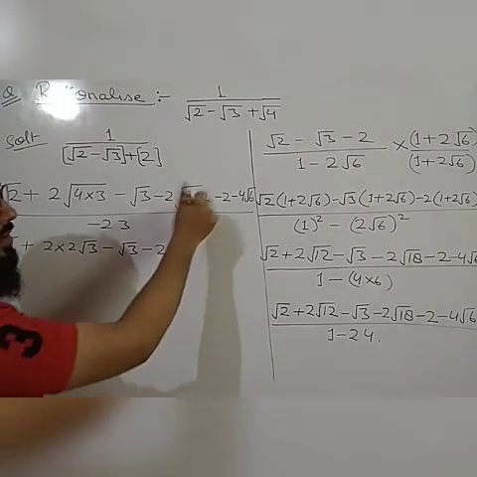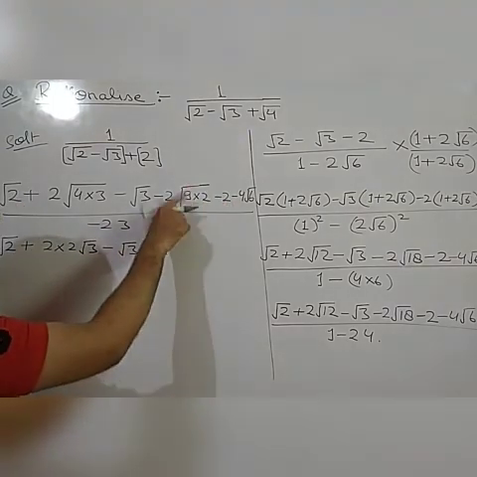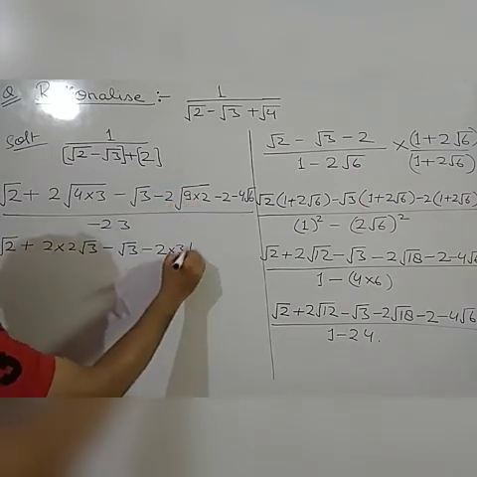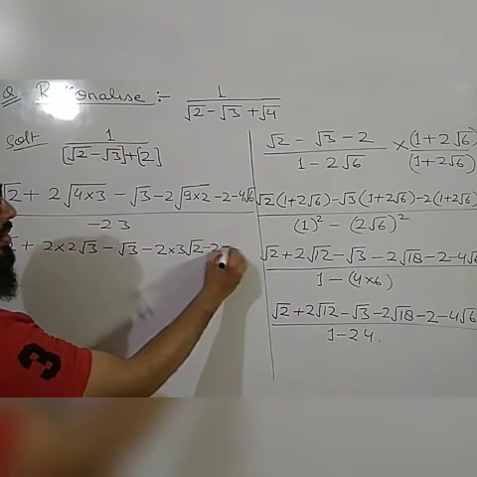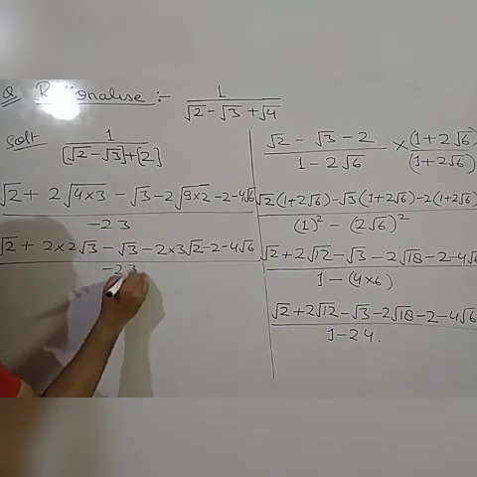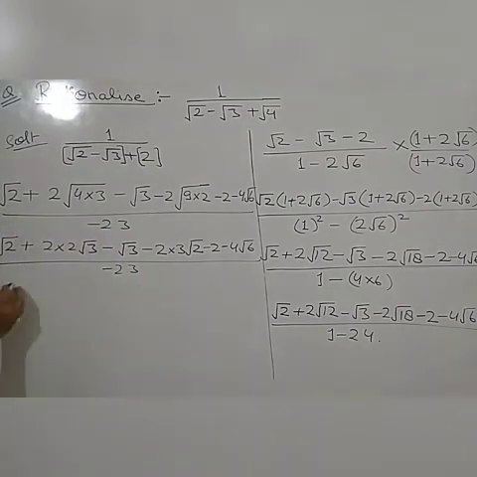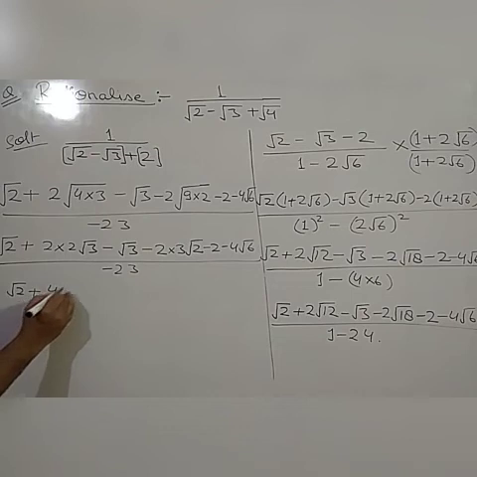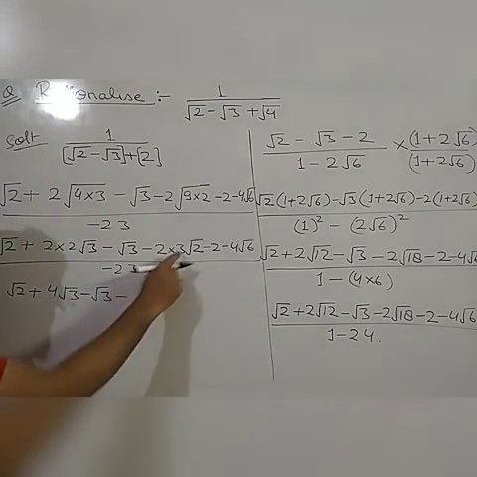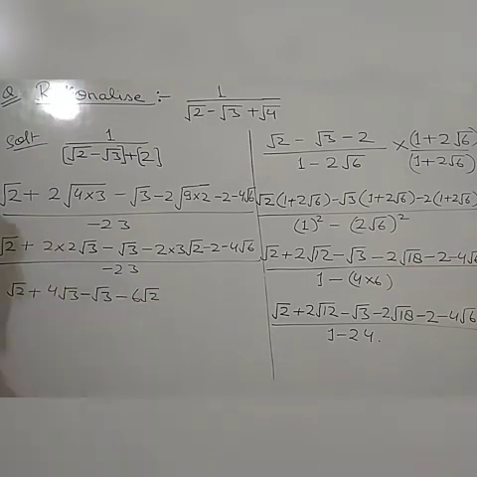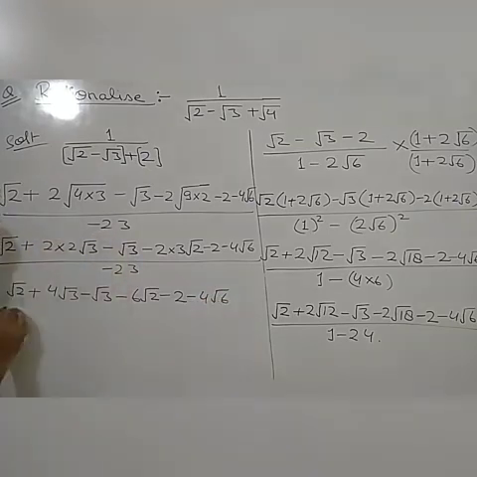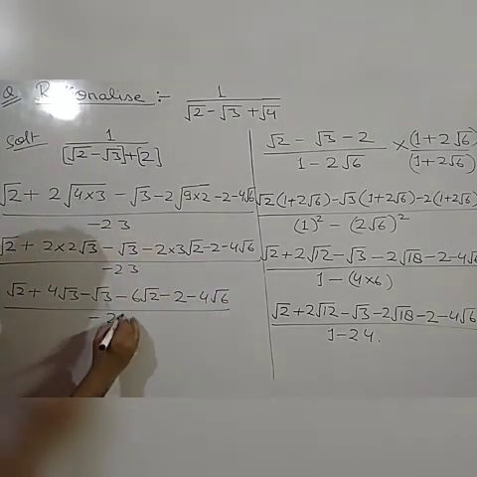Now from this square root of 9, when we take the square root of 9, it will be 3. So 3 will come out. So it will be 2 into 3 root 2 minus 2 minus 4 root 6, and whole upon it is minus 23. So its value will be root 2 plus 2 2s are 4 root 3 minus root 3 minus 2 3s are 6, 6 root 2 minus 2 minus 4 root 6 whole upon minus 23.